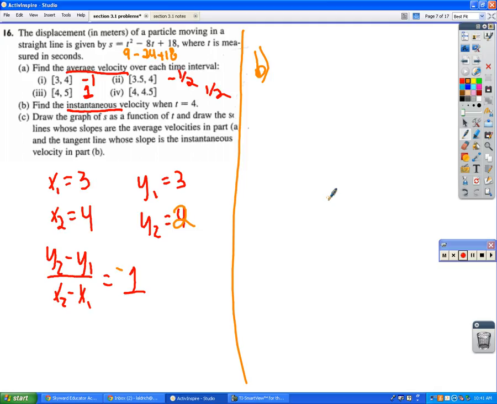Instantaneous, I mentioned this the other day. I say instantaneous, you say derivative. Instantaneous. Derivative. Instantaneous. Derivative. Okay, that was really, really bad. So instantaneous really means we're going to use the derivative thing.